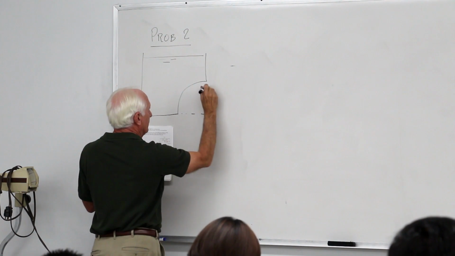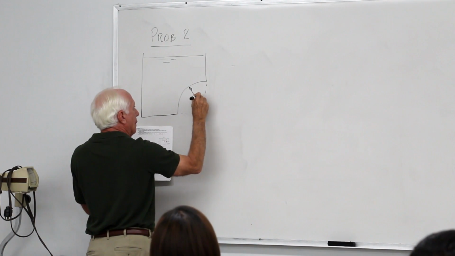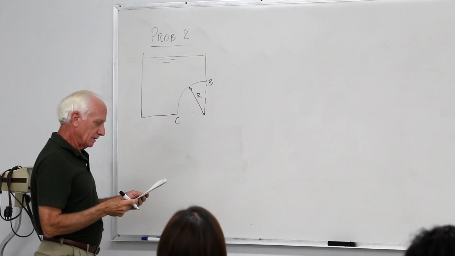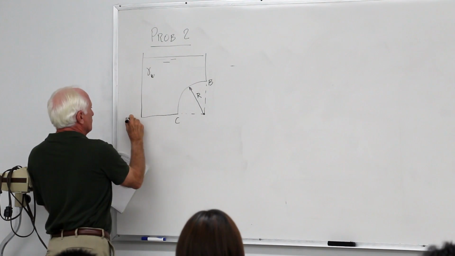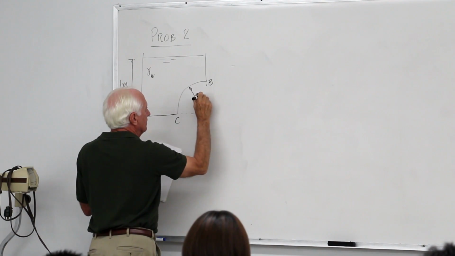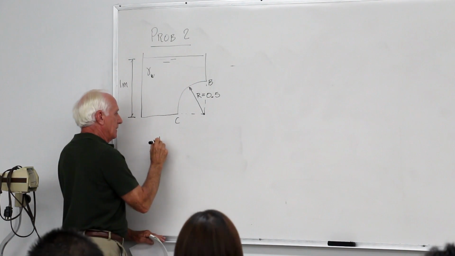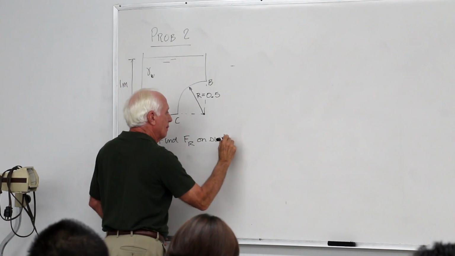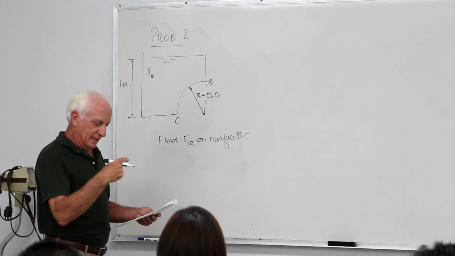Okay, let's see now. We've got a radius here, R. And this is surface BC. And this is water. And this was given as 1 meter. And R was given as a 1/2 meter. And you're supposed to find the resultant force on surface BC. The width into the page is 2 meters.